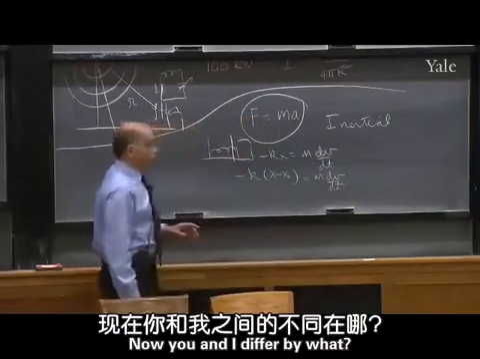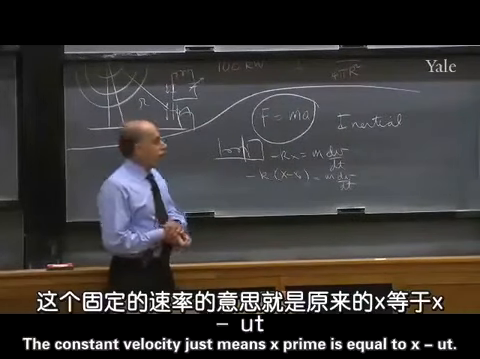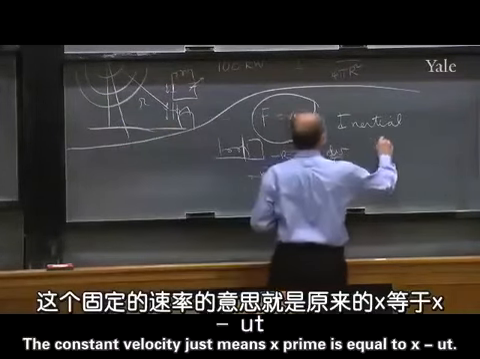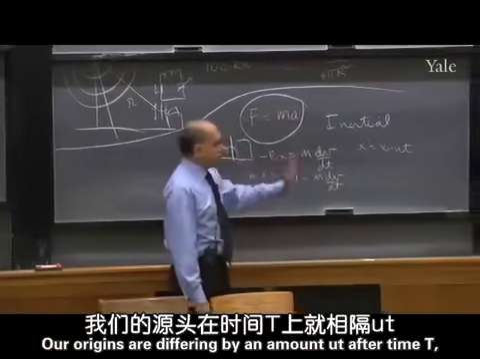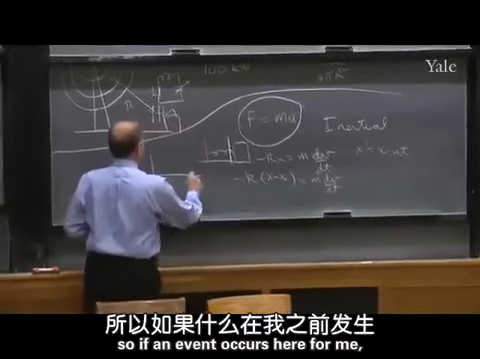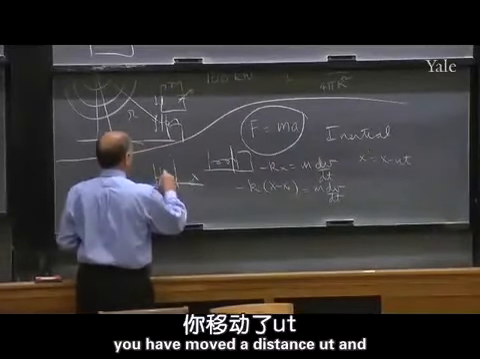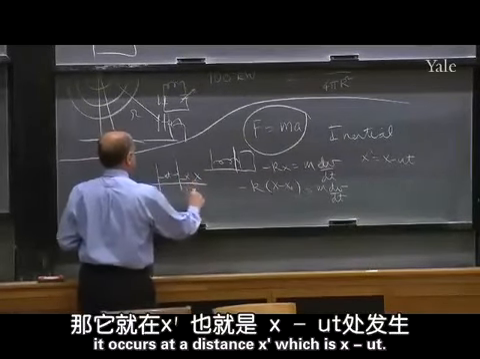Now, you and I differ by what? You and I differ by constant velocity. That constant velocity just means x prime is equal to x minus ut. Our origins differ by an amount ut after time t. So if an event occurs here, for me, you have moved a distance ut, and it occurs at a distance x prime, which is x minus ut.